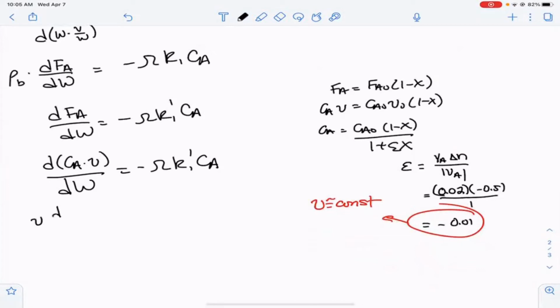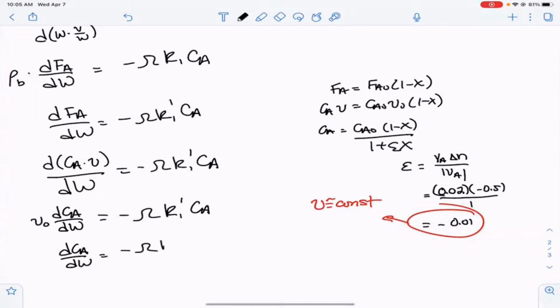And so that becomes the volumetric flow rate times dCA/dW. And I'll put the 0 there just to have it for the initial, so we remember. And that's minus the overall effectiveness factor times k1 prime times CA. And then finally, you get to this place where dCA/dW equals minus the overall effectiveness factor times k1 prime over v0 times CA. Okay.